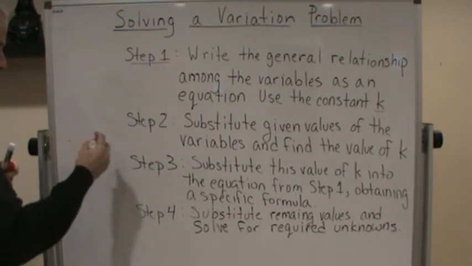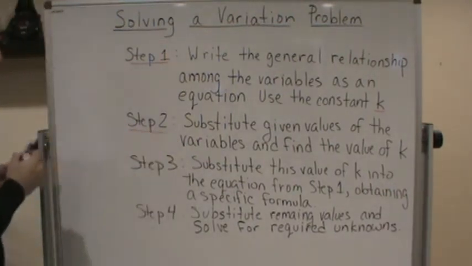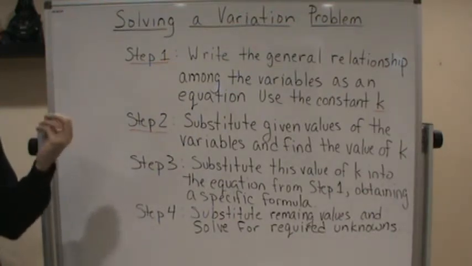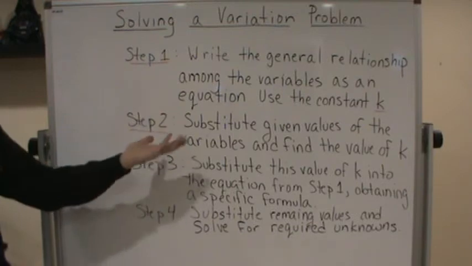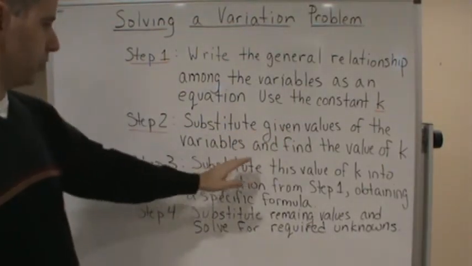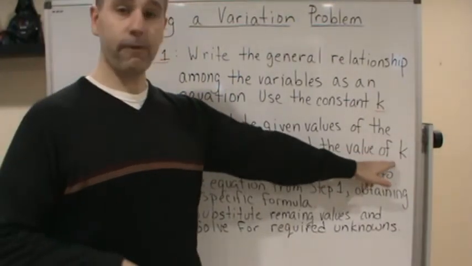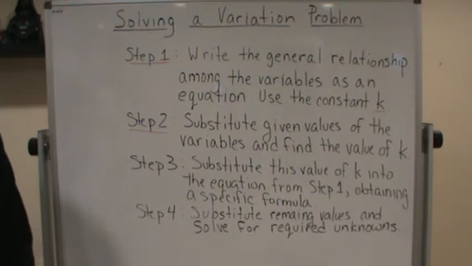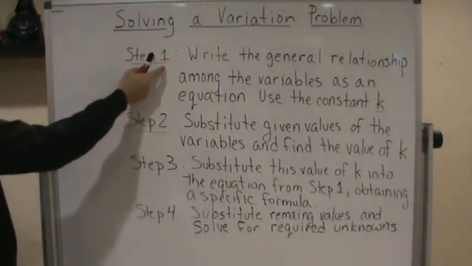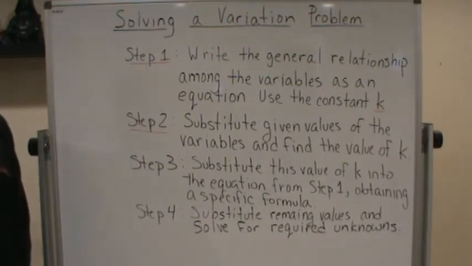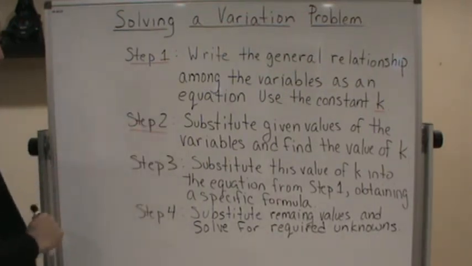Then in step 2, we're going to substitute the given information. The problem is going to give us certain values of the variables, and we're going to substitute the given values. Why? Because we want to find k. We're not going to know what k is, but they're going to give us information to substitute into this equation or this relationship from step 1 to solve for k.